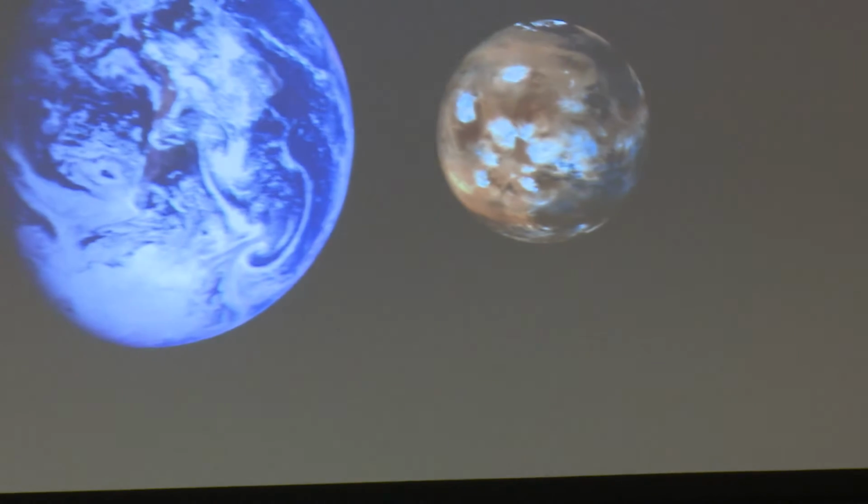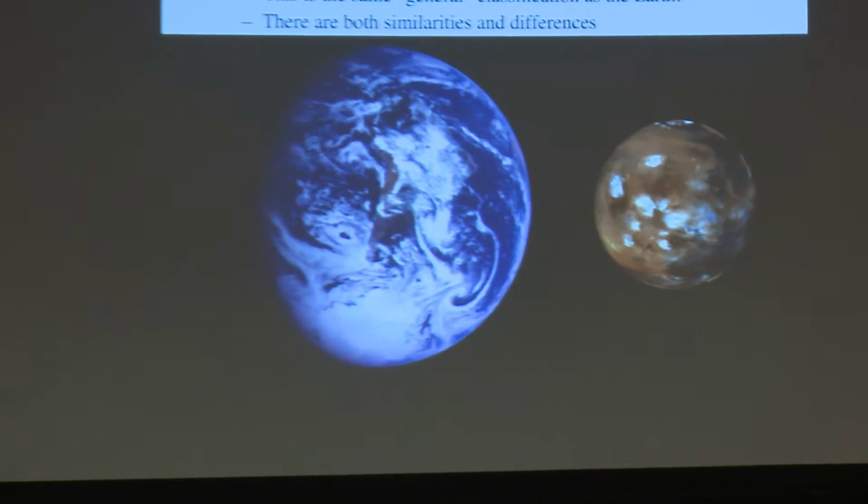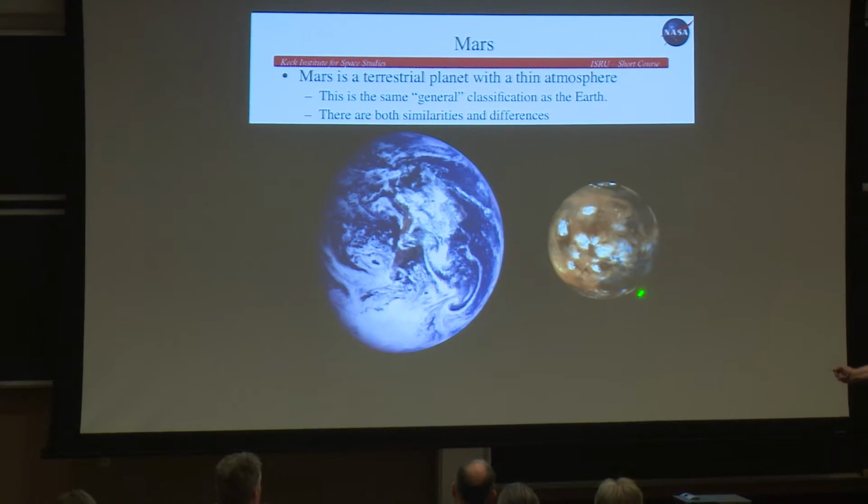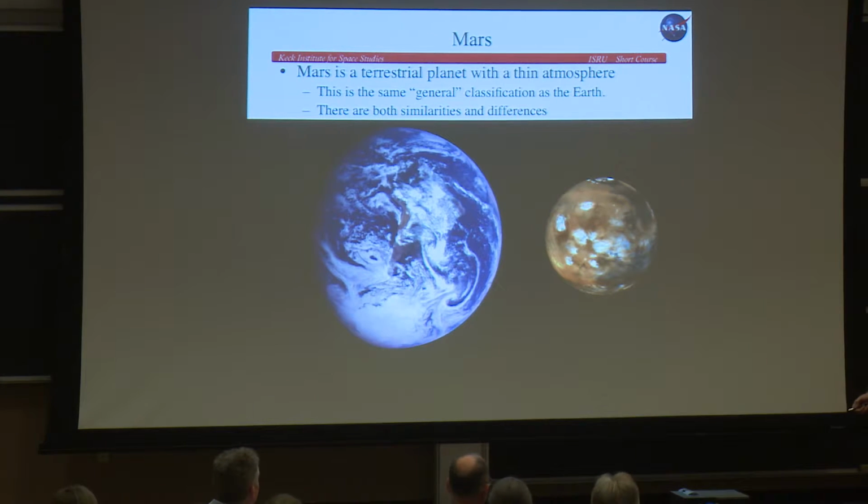And I should probably apologize to those of you that know anything about Mars, because I'm going to start off with some very basics here. So Mars is a terrestrial planet with a thin atmosphere. This is the same general classification as the Earth, and so there are many similarities, yet there are many differences. Here's an image of Mars, here's an image of Earth. I hope you recognize both of them.